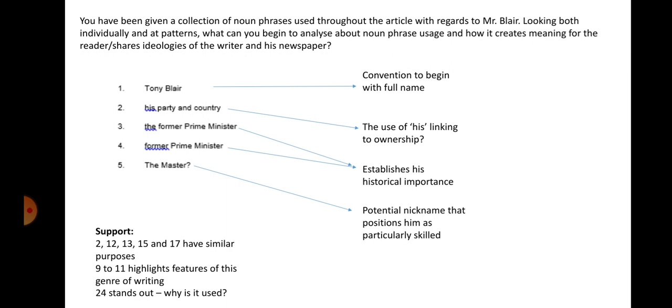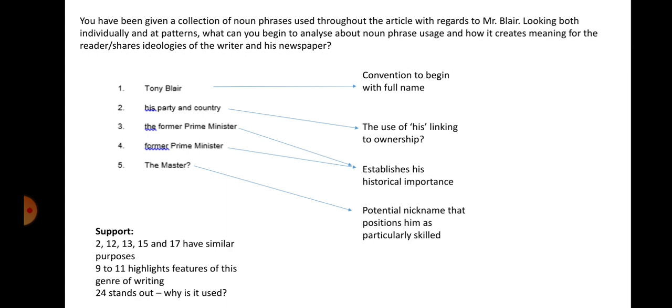If you're still struggling a little bit, the support at the bottom just gives you a few to have a look at as groups. So it says here 2, 12, 13, 15 and 17 have similar purposes. So I've already put 2, his party and country, the use of his linking to ownership, so possibly linking to the idea of the skills that he has, the fact that they were his party and they were his country, he was good enough to be that person.